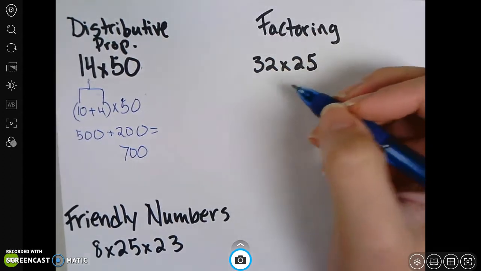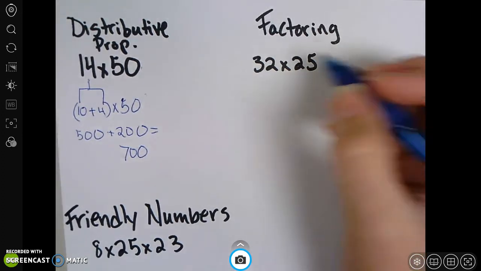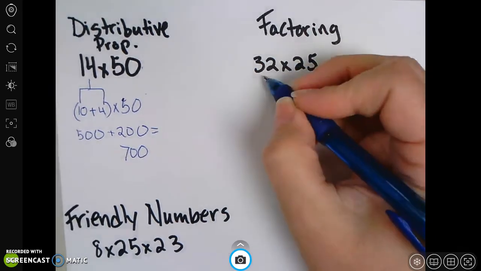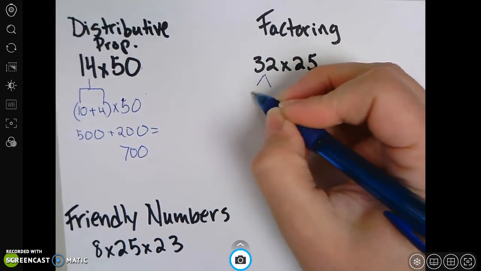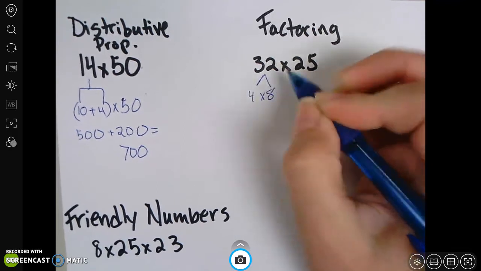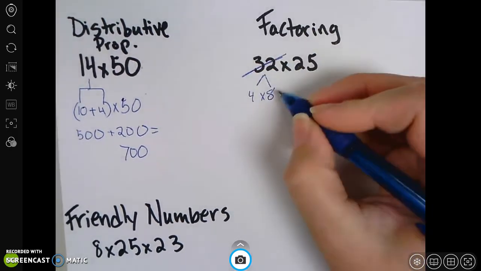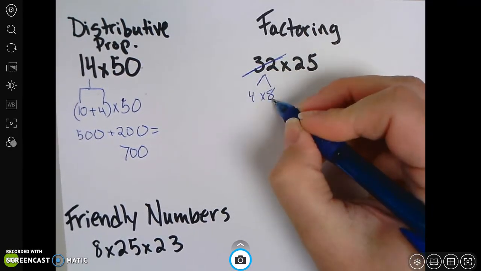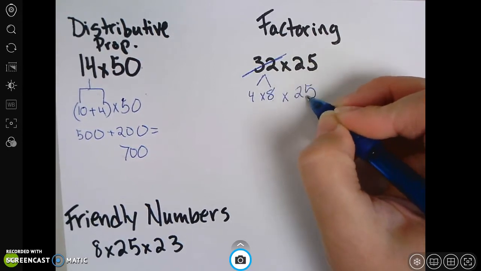Factoring is another method you can use. In factoring, you would break apart a number such as 32 as two factors, 4 times 8. So 32 is gone now, and we're still multiplying the two factors times 25.